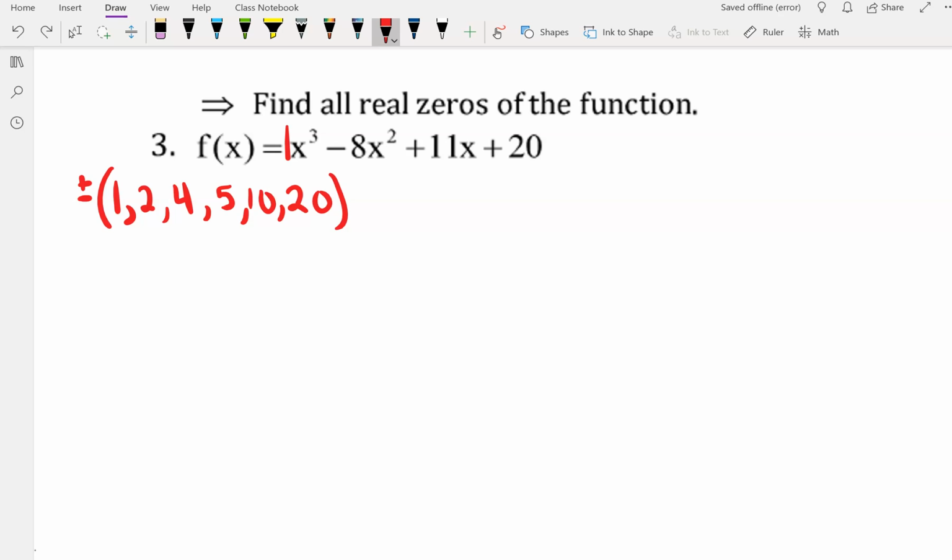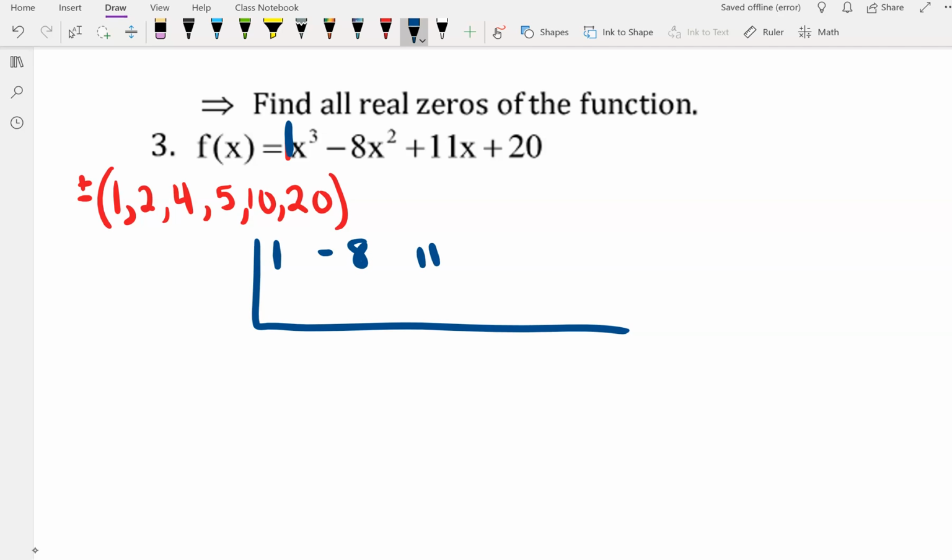Now, I'm going to pick one that looks easy, and I'm going to use synthetic division to see if it is a solution. So, synthetic division, I line up all the coefficients, 1, negative 8, 11, and 20. And then I'm just going to try 1. So I'm just going to try this first one. It looks easy to me. It's easy math, so I'm going to cross my fingers and hope that it is a solution.